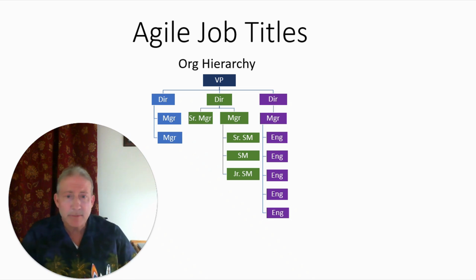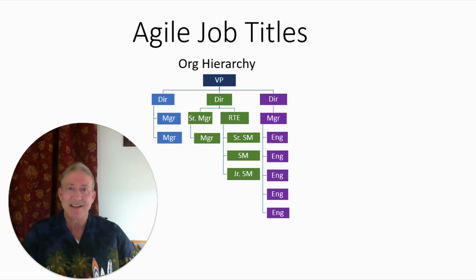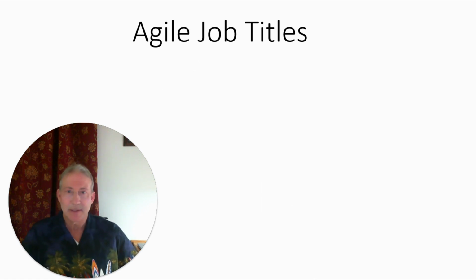You've got junior scrum master, senior scrum master, but then the senior scrum master reports into the manager. Okay. So is that the career path of the senior scrum master, or would it be an RTE? So maybe now we need another level for our agile folks, right? You see what's happening? We're creating a parallel path for careers.